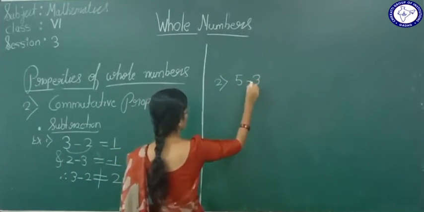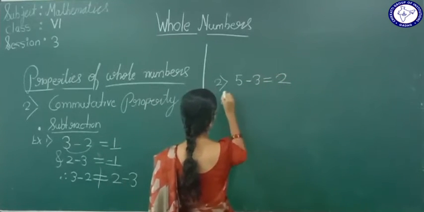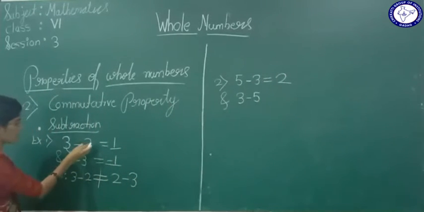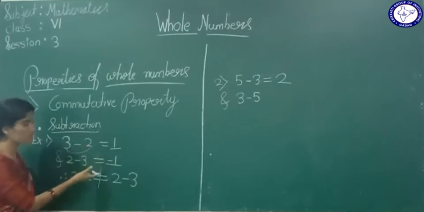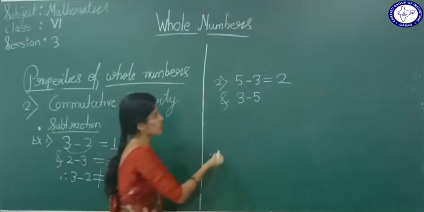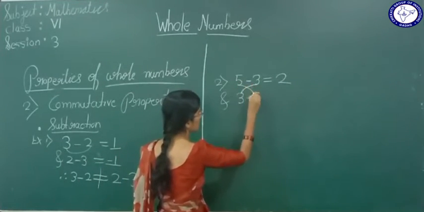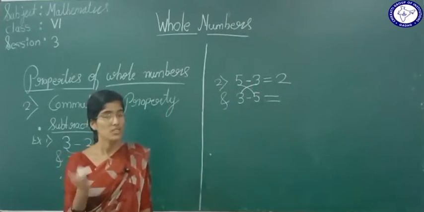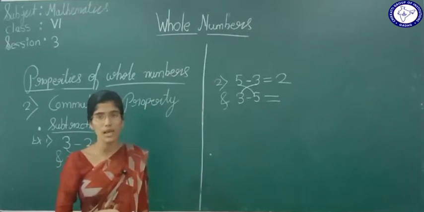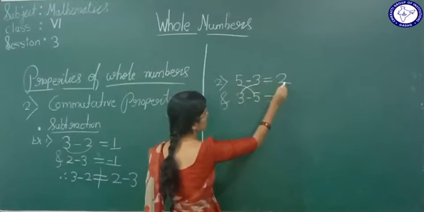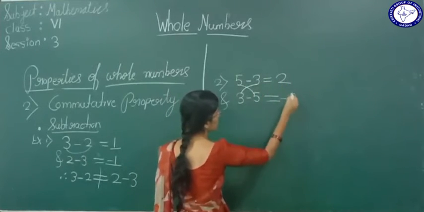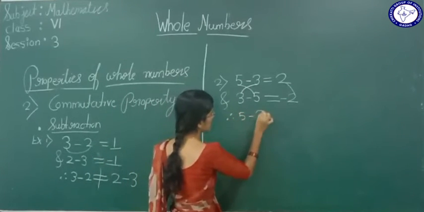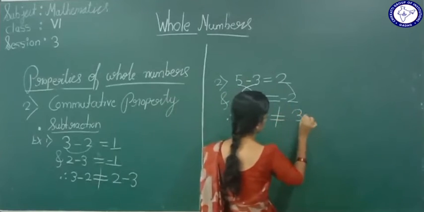What is 5 minus 3? 5 minus 3 is 2. What is 3 minus 5? In addition, if you change the position of the number, the answer was coming same. But in subtraction, if you change the position of the number, the answer is not coming same. But in commutative property, the answer should come same. Now see here, 5 minus 3 is 2. 3 minus 5 is minus 2. Are both the same? No. Therefore, 5 minus 3 is not equal to 3 minus 5.